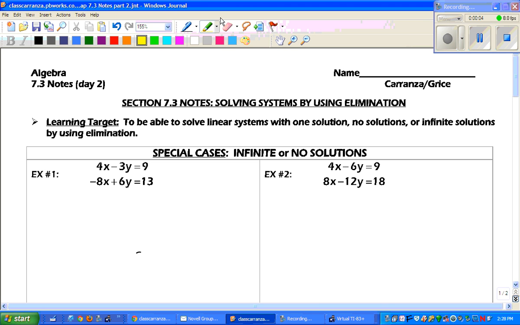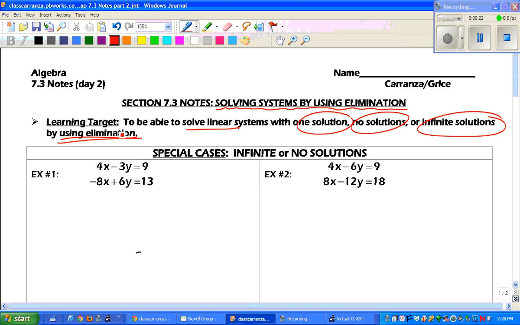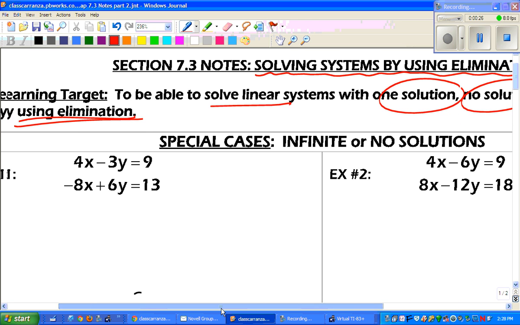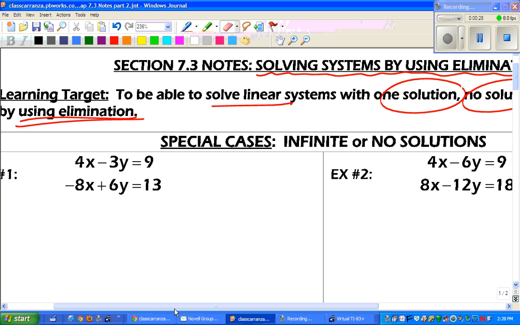Guys, this is Mr. Grice for Algebra 1, Chapter 7.3 Notes, Part 2. Today we're talking about solving systems by using elimination. Our learning target today is to be able to solve linear systems with one solution, no solution, or infinite solutions by using elimination. So let's go ahead and get started.